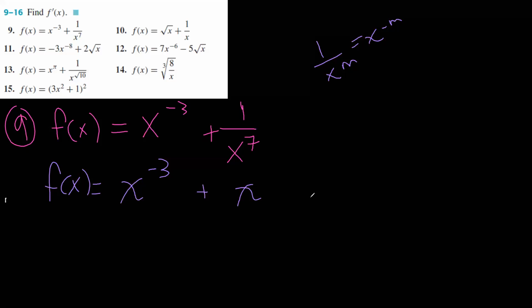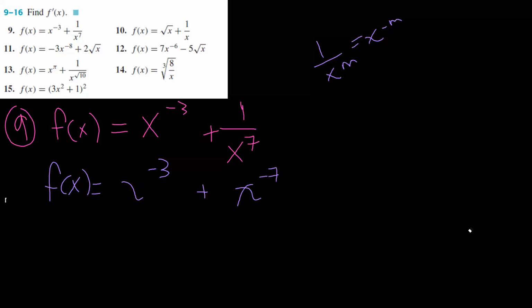Is it right? I can write it as x raised to the power negative m. So 1 over x raised to the power 7 can be written as x raised to the power negative 7. Then after that, I now want to find the derivative.